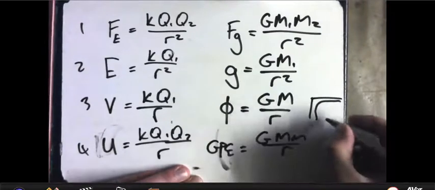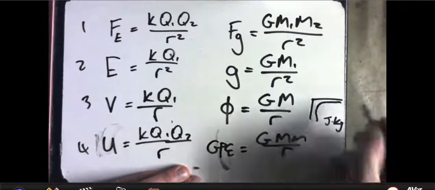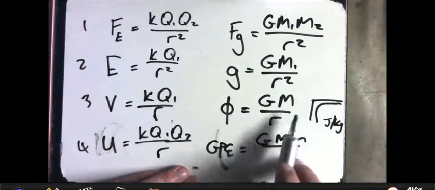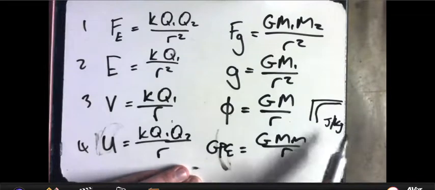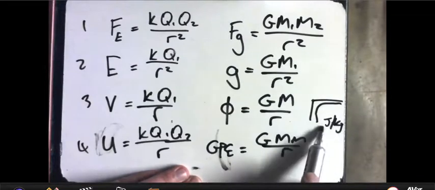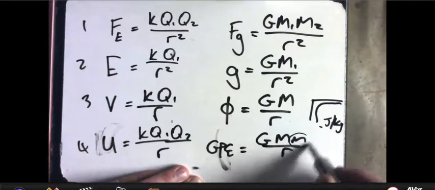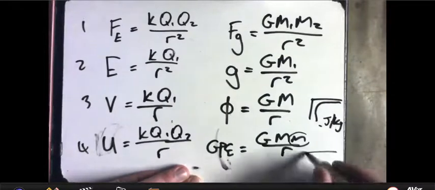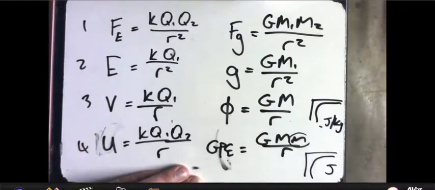Now this is in joules per kilogram, which means it is for an unknown mass. That is relatively the amount of joules for every kilogram that the object has. The moment we know what the second object is, we can calculate the gravitational potential energy. It looks very similar, but the unit for it is joules.